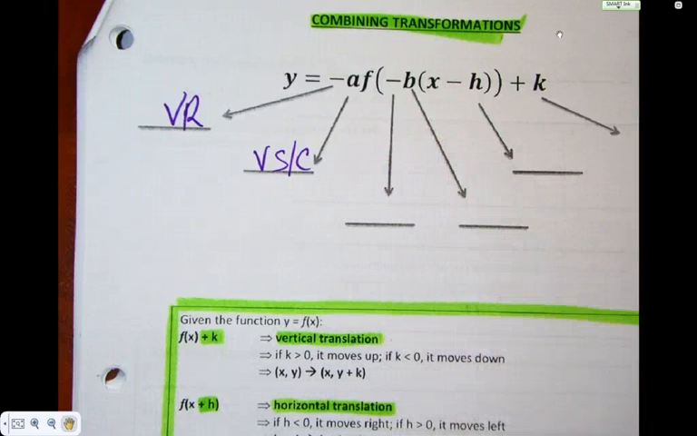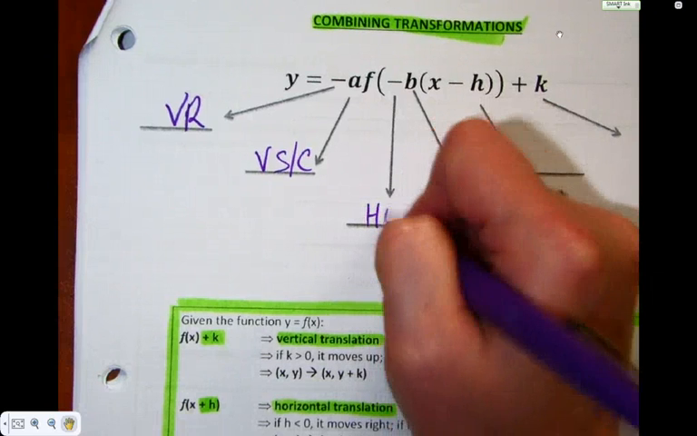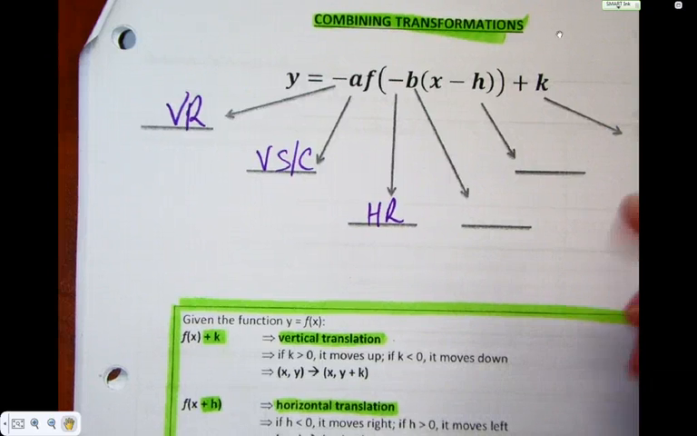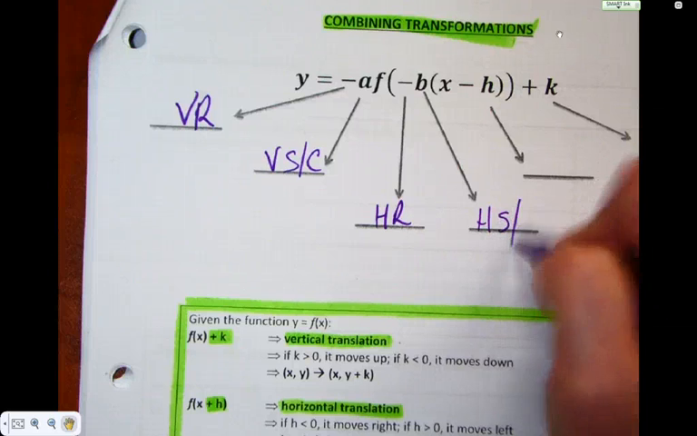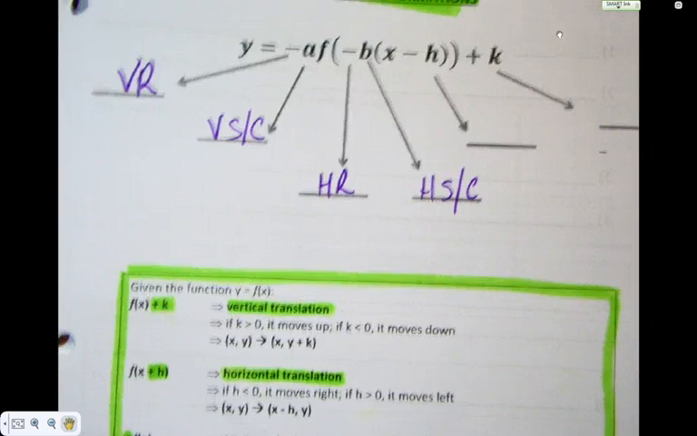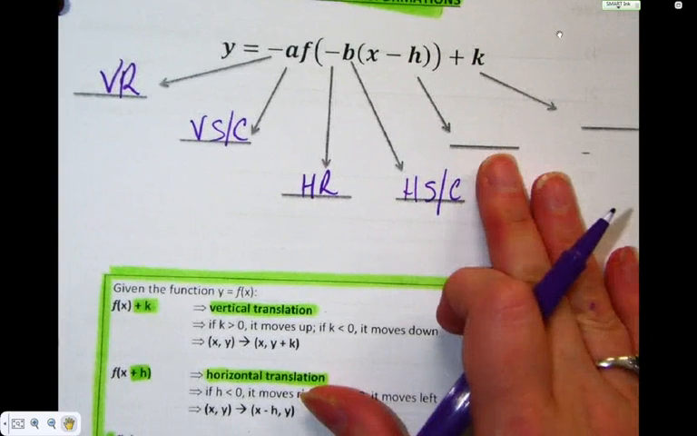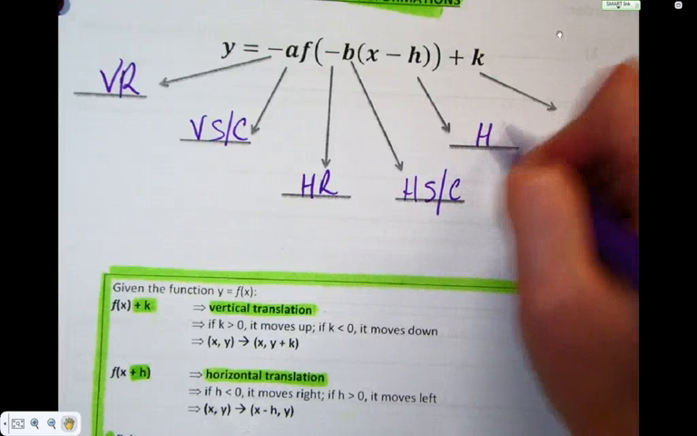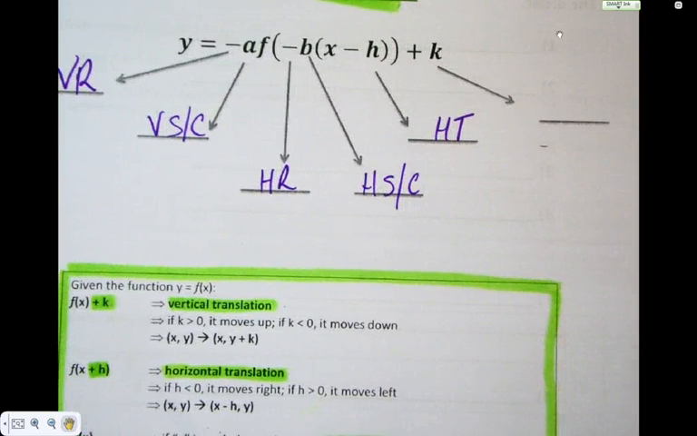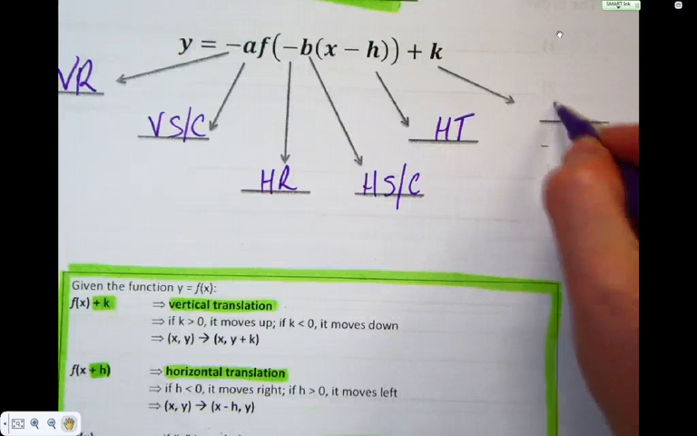The negative inside the brackets. A multiplication inside the brackets: how do we know if it's a stretch or compression? Compressions are whole numbers, stretches are fractions. Adding or subtracting inside the brackets? Horizontal translation. And the number at the very end outside the brackets, kind of all by itself, just hanging out there? Vertical translations.